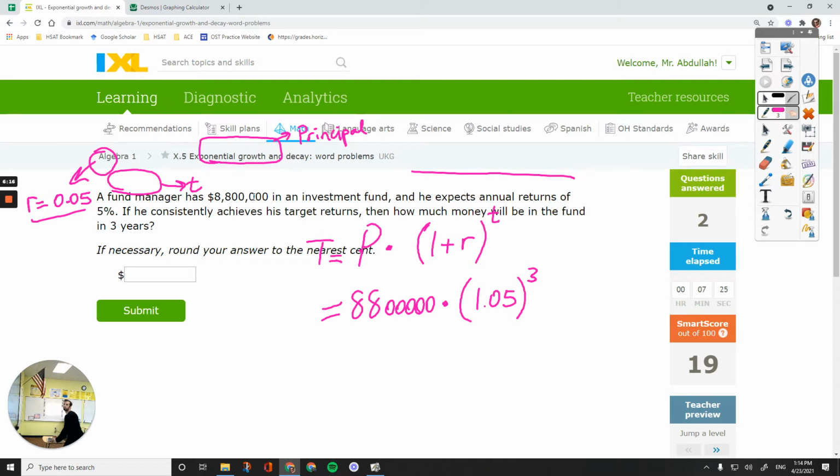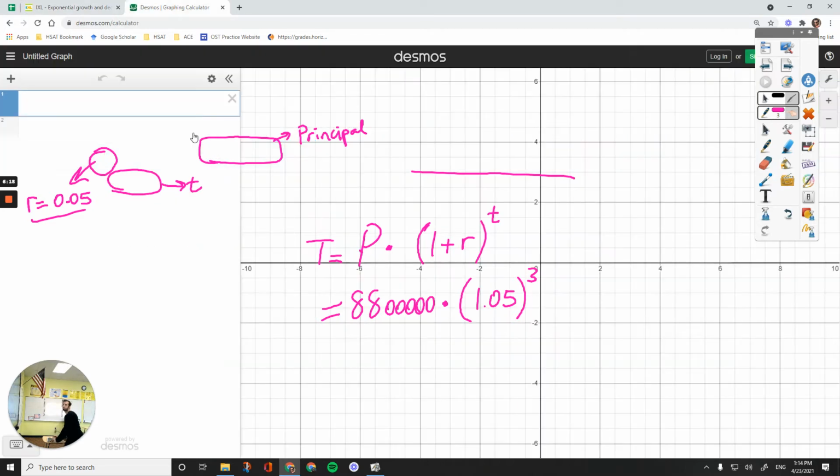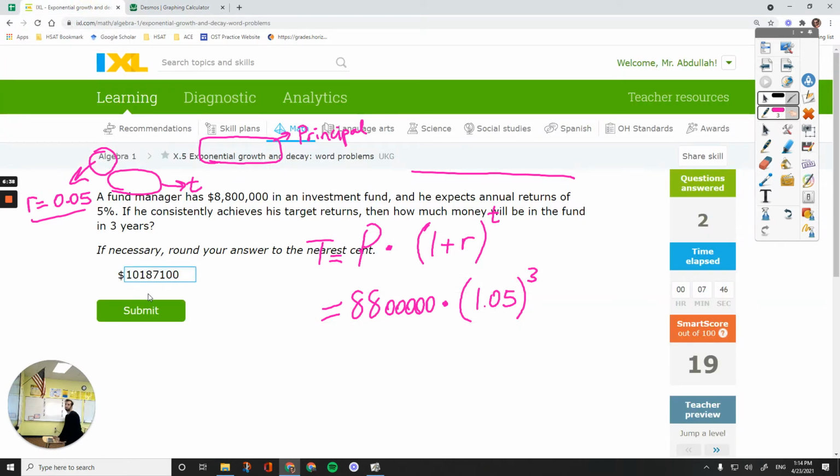Okay, now let's plug in the numbers. Times the rate was 0.05. So that's going to be the amount in the account after 3 years. Let's copy that and paste it in here. It says, if necessary, round your answer to the nearest cent. We don't need to. We already have a whole number, so we are good to go.